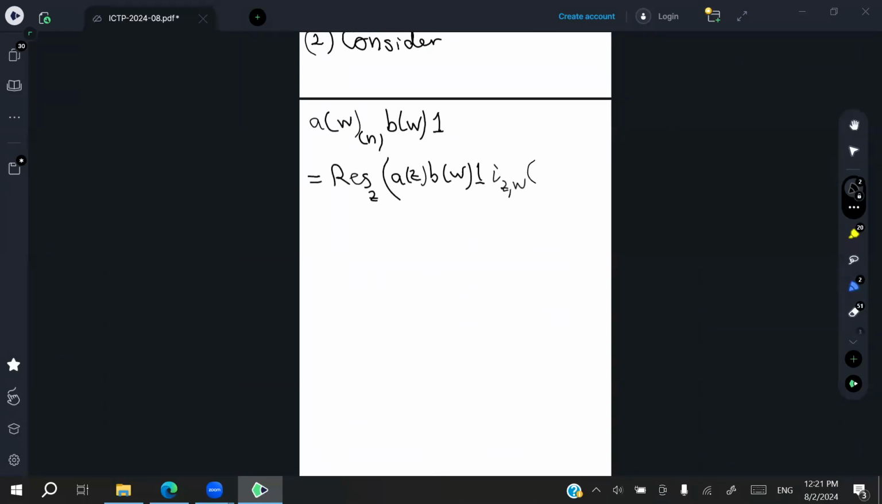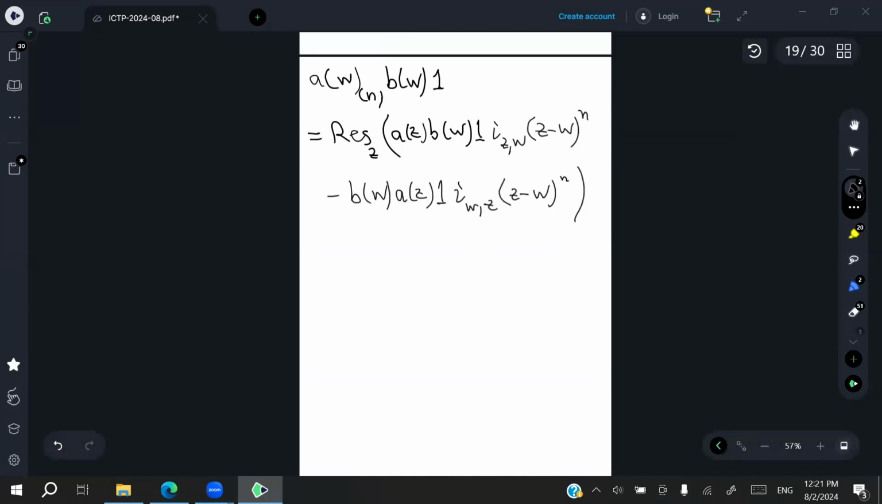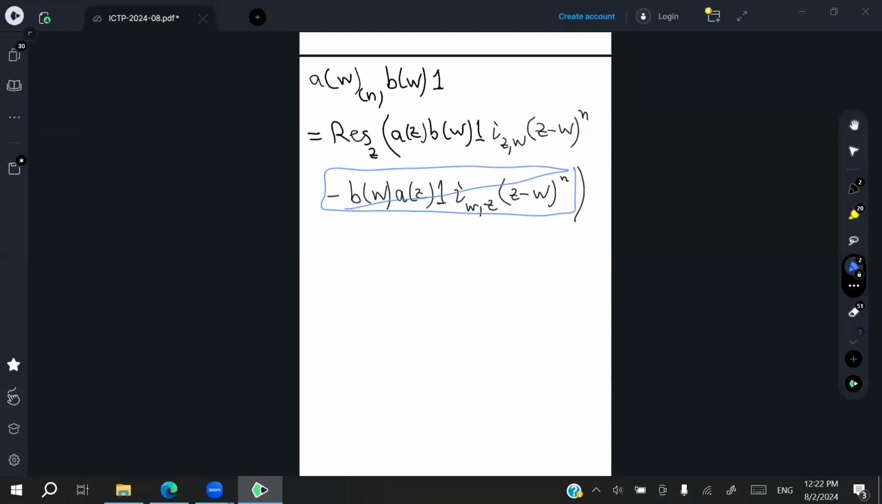There's an expansion: (Z minus W)^n times A(Z)B(W) minus B(W)A(Z) applied to 1. And now I claim that the second term vanishes completely. Why is that? Because this series here has positive powers of Z, by definition. This term here also has positive powers of Z, as we've just seen in the first part. So when we take the residue, which is to extract the Z to the minus 1 coefficient, this entire second term is going to vanish.